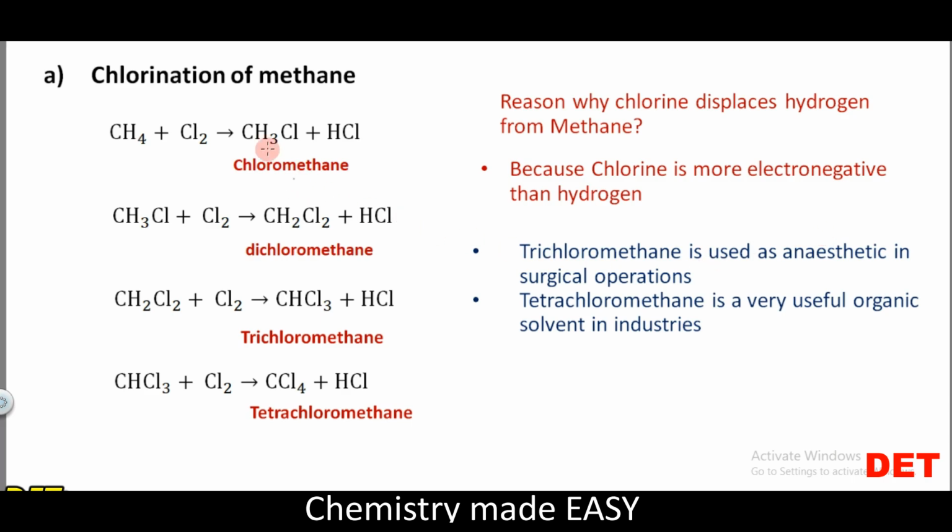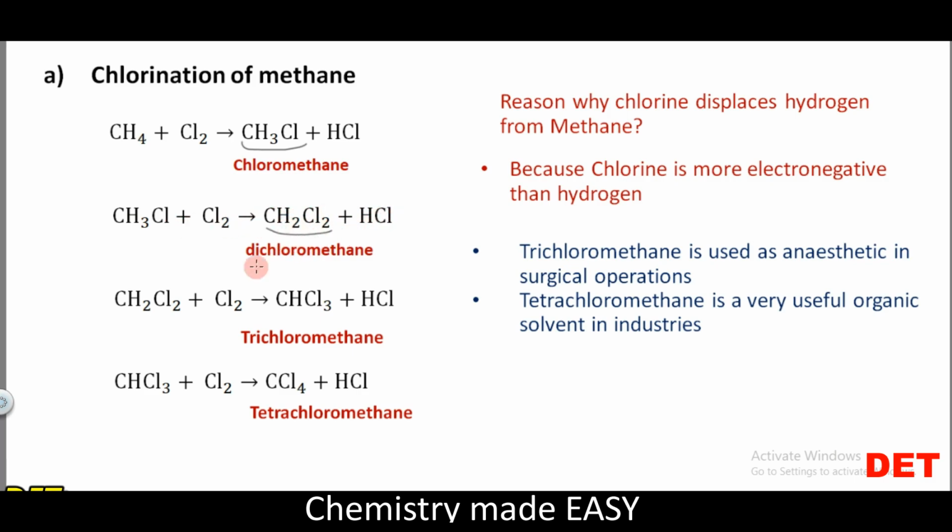So this is a summary of the chlorination of methane, which is a substitution reaction. When methane reacts with chlorine, it will give you chloromethane plus hydrogen chloride. This compound is referred to as chloromethane. You can see that one of the hydrogens has been displaced by the chlorine to give you chloromethane. When chloromethane reacts with another chlorine, it will give you dichloromethane. One of the hydrogens here will be displaced to give you dichloromethane and hydrogen chloride.